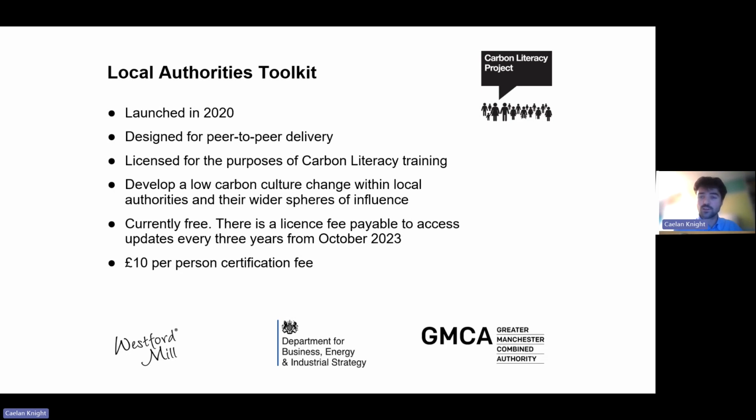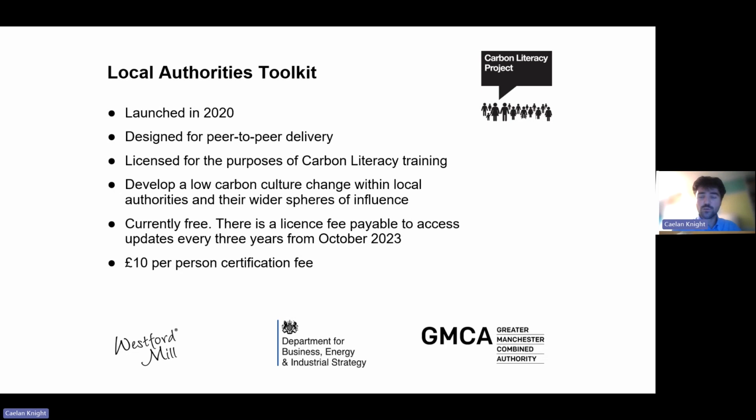Particularly for community councils, that really supports you to engage with your communities and your residents to enact change on climate change. The Local Authorities Toolkit is currently free. There is a license fee payable to access updates every 3 years from October 2023. But as I'll get onto a bit later, the Parish, Town and Community Councils course, we're going to share free of charge with community councils. The only charge for a community council to deliver carbon literacy training is a £10 per person certification application fee.